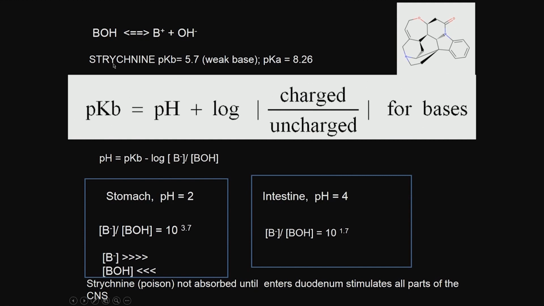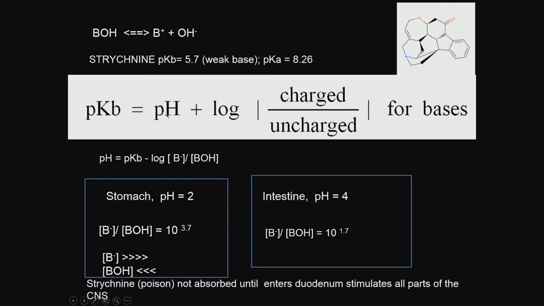So, for example, if you take this molecule strychnine, this is the structure of this molecule. It is a poison, it is not absorbed until it enters the duodenum, and it stimulates all parts of the CNS. CNS is your central nervous system, so it is a poison. pKb is 5.7, so it is a weak base, or pKa is 8.26 for the same, because pKa plus pKb for the same system is equal to 14, if you remember that.